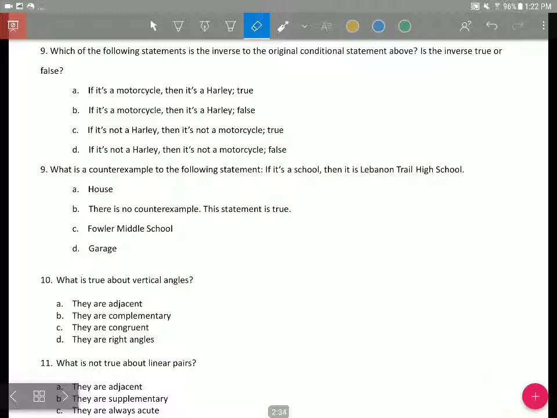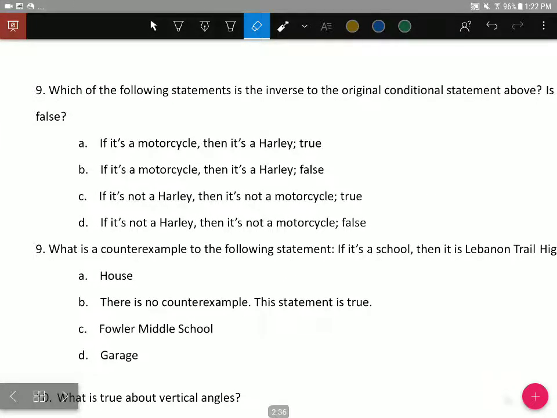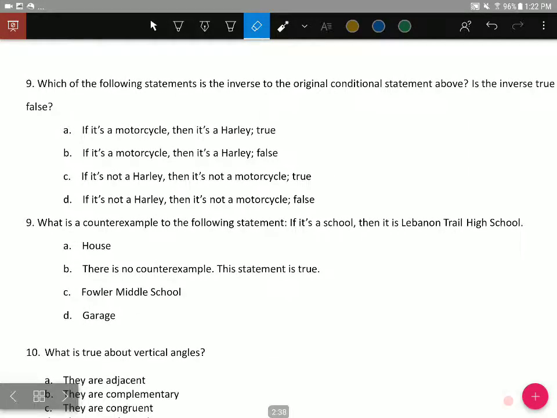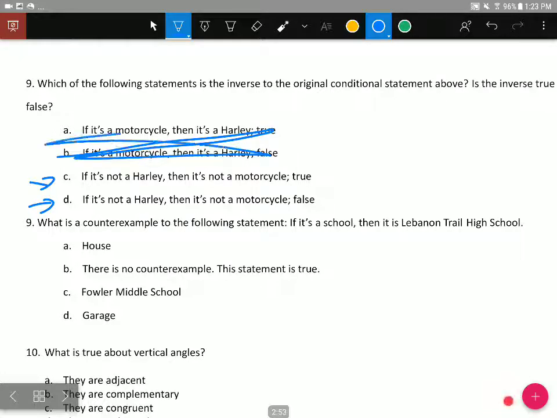And let's do this one. Let's do two more. Number 9. Which of the following statements is the inverse to the original statement above? All right, so inverse means we add the nots. If it is not a Harley, then it is not a motorcycle. So it's one of these two. These guys are out.